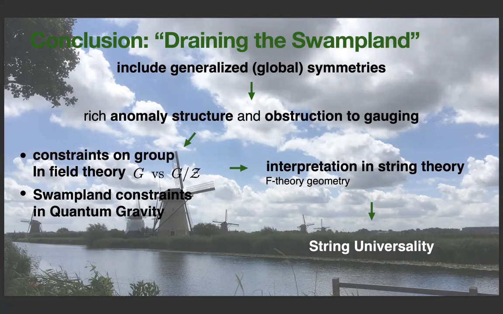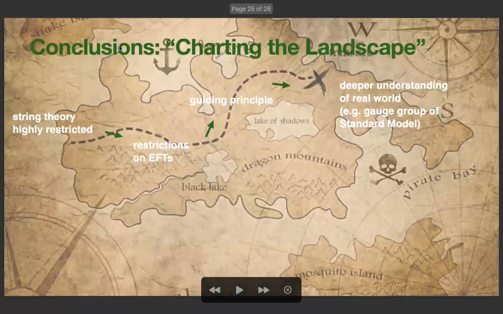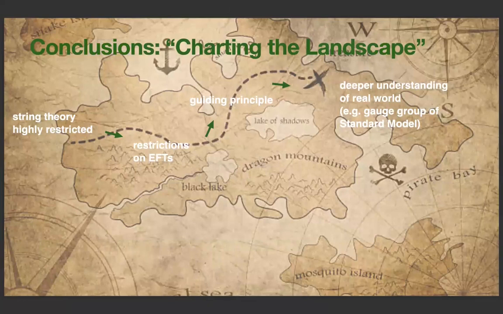Another way to go is more related to charting the landscape, right? You could take another standpoint. You can start from string theory, which is in itself highly restricted. For example, the realization of torsional sections in F-theory models is in itself highly restricted, which of course in consistent compactification descends down to the EFTs, which might be a guiding principle to lead to a deeper understanding of the real world. And potentially even give us at some point some quantum gravity constraints that tell us what the gauge group, and not only the gauge algebra, of the standard model is.